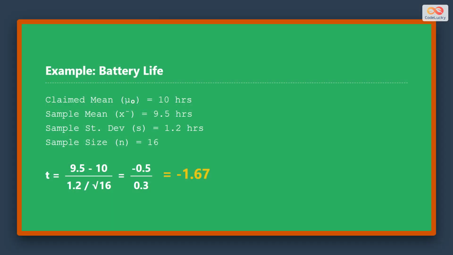Let's look at an example. A company claims their battery lasts 10 hours. We measure 16 batteries and find an average of 9.5 hours with a standard deviation of 1.2 hours. Plugging these into our formula, we calculate a t-score of negative 1.67. This tells us our sample is 1.67 standard errors below the claimed mean.